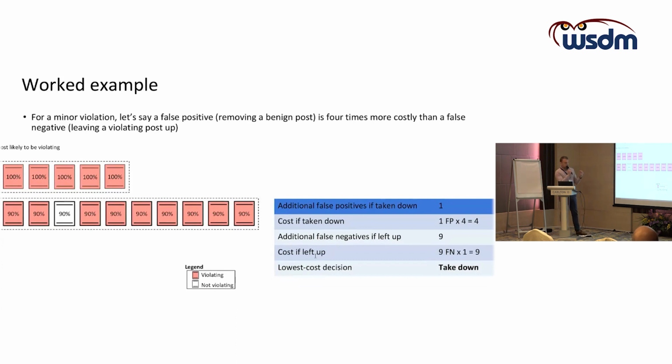False positives have a cost of 4, so that's a total cost when we take them down of 4. If we decide to leave these posts up, we'll make 9 additional false negatives for a cost of 9. So again, the lowest cost decision is to take these down.